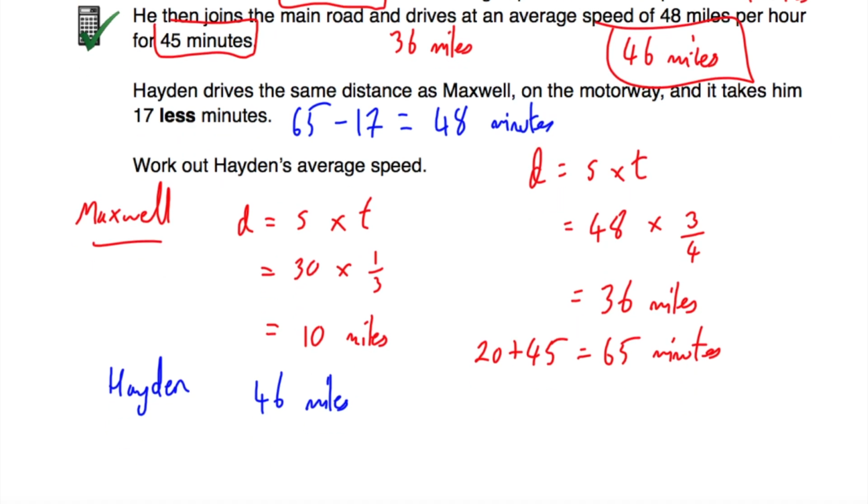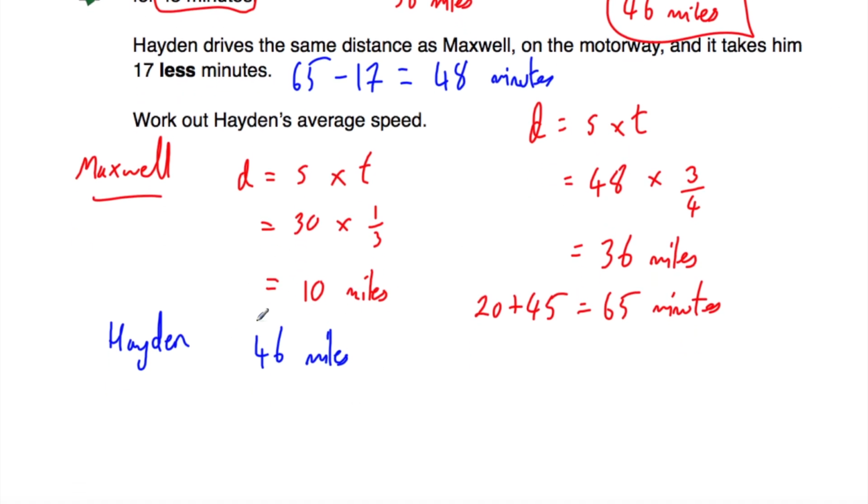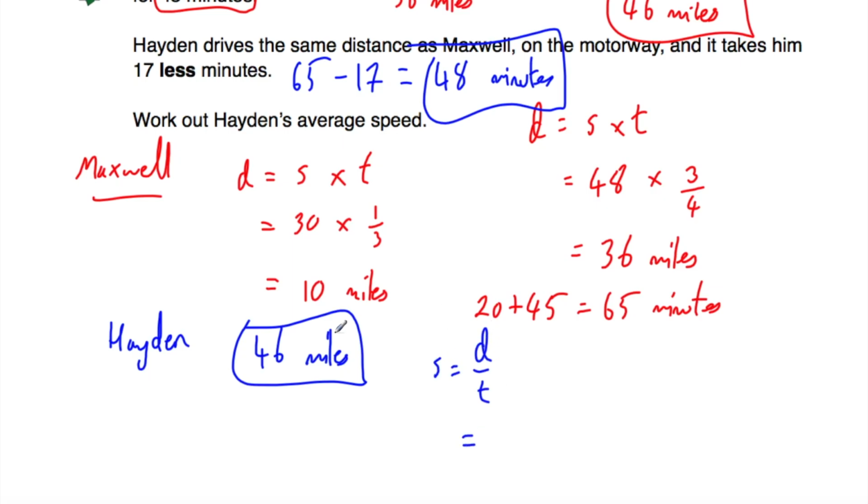Okay, so we now know for Hayden the distance he travelled, 46 miles. We know the time it took him, 48 minutes. Now we want to work out his average speed. So to work out the speed, we do distance divided by time. So the distance is obviously 46, but we need to divide that by the time in hours. Now it's 48 minutes, so if we do 48 divided by 60, that'll tell us the time in hours. And 48 divided by 60 is equal to 0.8, so it's 4/5 of an hour. So the time taken was 0.8 hours, or 4/5 of an hour.